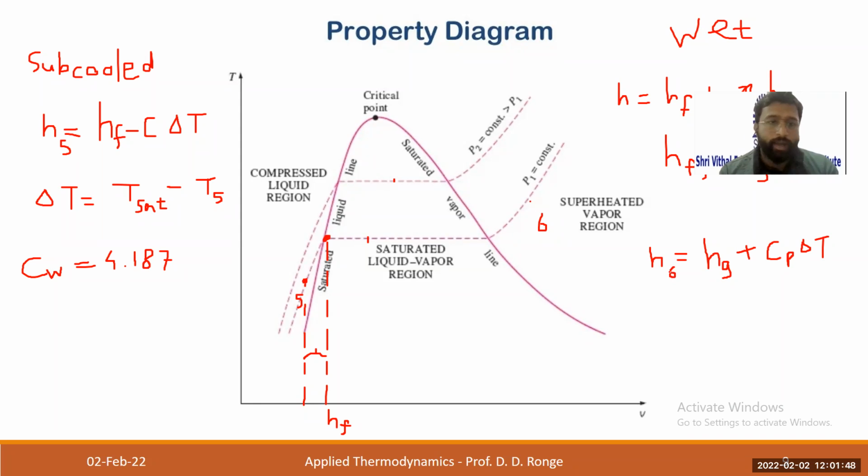Formulas for entropy are slightly different. If you want to calculate the entropy, let us say at point number 5, the specific entropy at point number 5 will be equal to SF, specific entropy at liquid saturated condition, minus C log T2 by T1. Here it will be T sat divided by T5.